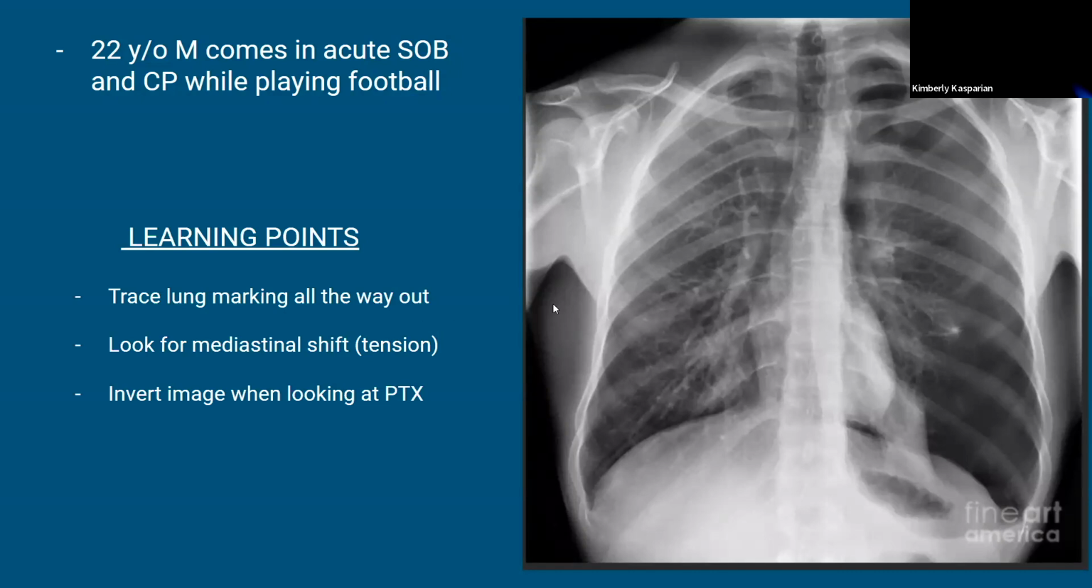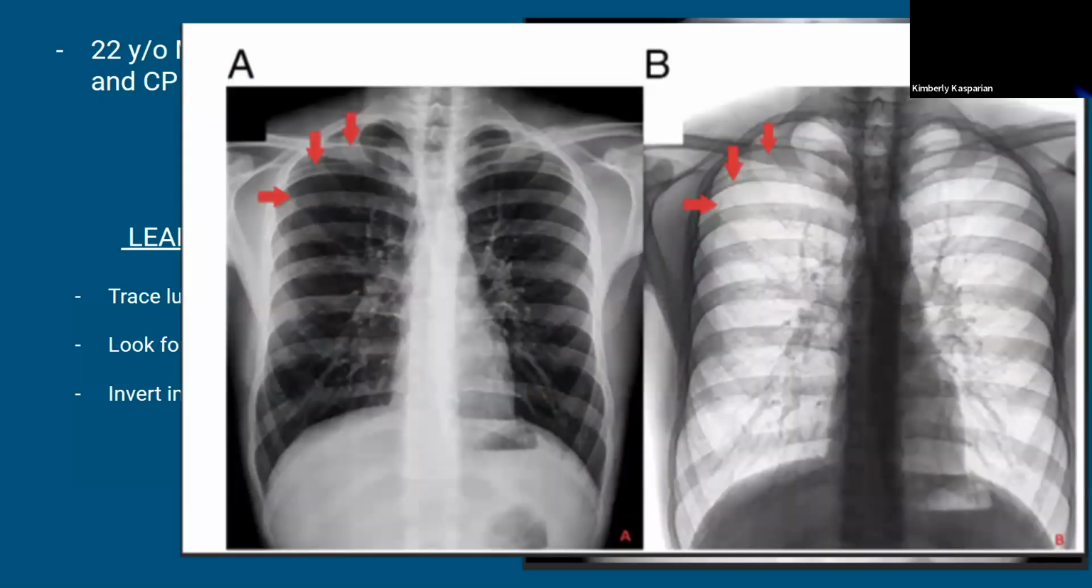So like we talked about, trace the lung markings all the way out if you're concerned about a pneumothorax, and look for mediastinal shift for tension. And then the last key point is invert the image. If you right click, you can invert the image, where black becomes white and white becomes black. That's just the lining of the lung. In the picture on the left, it's very hard to see way up there. There's a very small apical pneumothorax, which is super easy to miss. But in the picture on the right, tracing this line up here is much easier to see. So again, if you think about pneumothorax, look at the image, trace the markings, and invert the image.